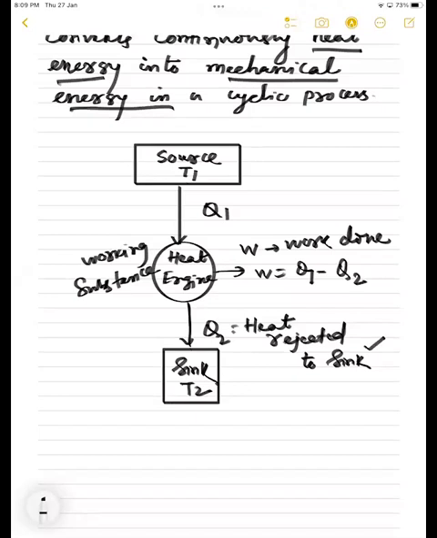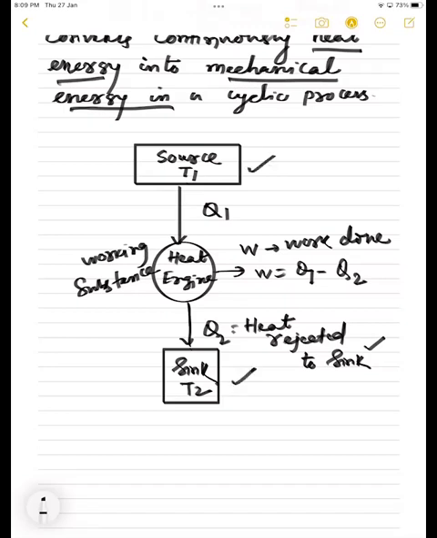Students, source means it's a heat reservoir, we say. That means it is at some temperature T1. It is supposed to have definite thermal capacity. From there we can take the heat and utilize that heat. Some work will be done, then after that some heat will also be rejected. So this is the source and this is the sink.